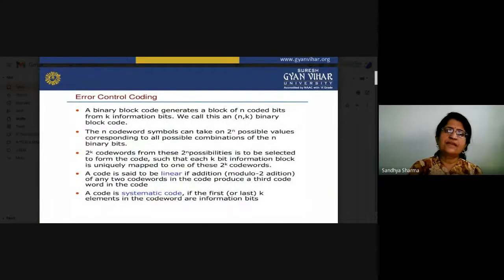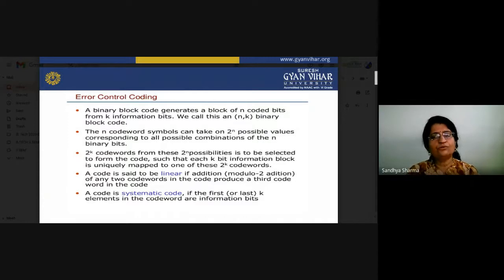Now, how can we control the error by using this? First of all, a k-bit data word is converted into an n-bit code word. So a binary block code generates a block of n coded bits. That is basically k bits of information being converted into an n-bit code word.